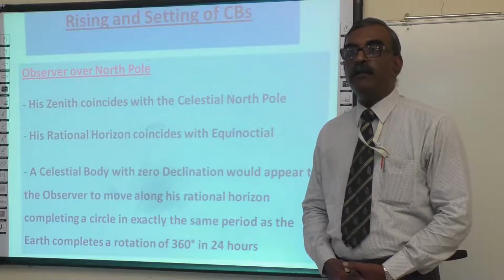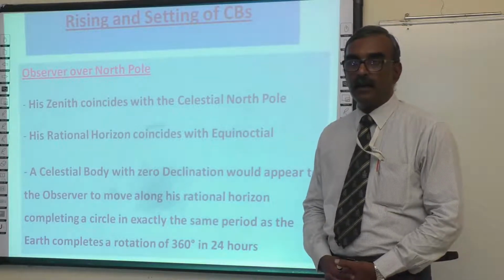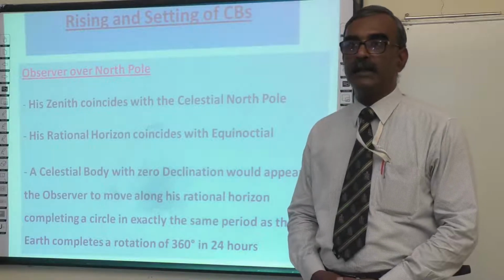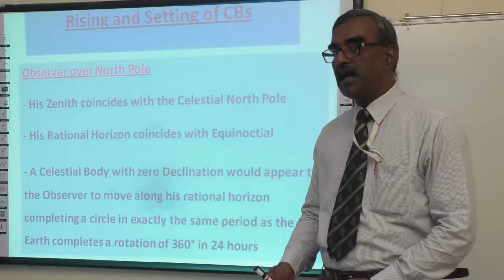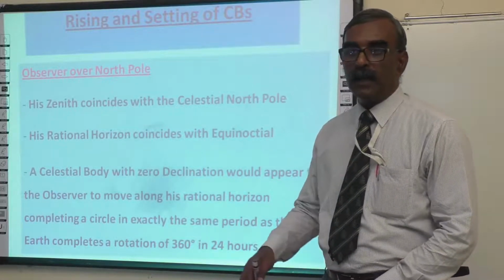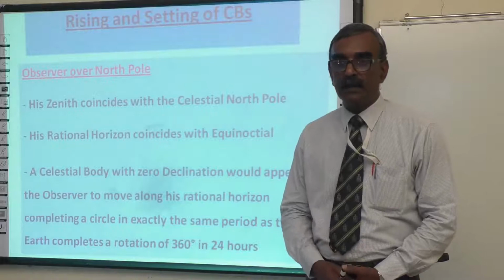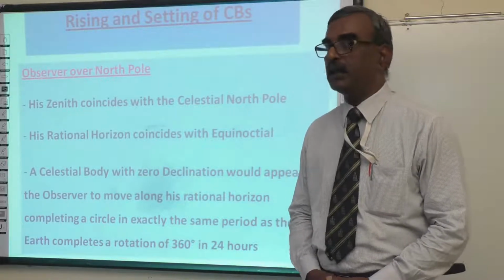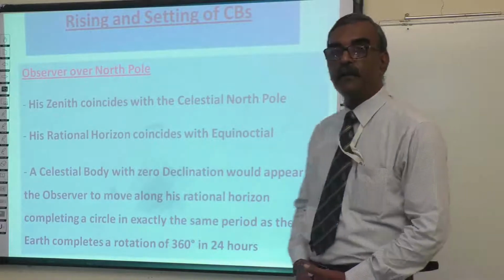A celestial body with zero declination would appear to the observer to move along his rational horizon. That is, it rises in the east, moves along the celestial equator and completes an entire circle in exactly the same period as the Earth completes a rotation, 360 degrees in 24 hours.